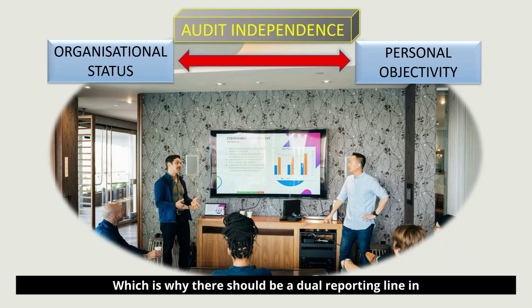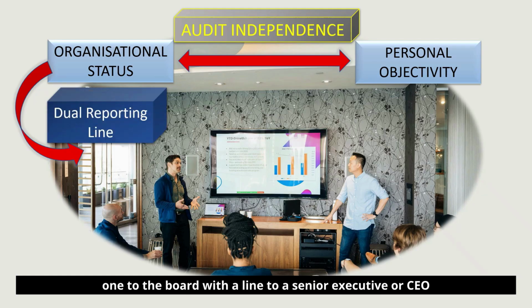Which is why there should be a dual reporting line in place, one to the board, with a line to a senior executive or CEO, and the other to the non-executives who sit on the audit committee, which reports to the board. The idea is that audit is not independent from the organisation, but independent from the area being reviewed, being able to work without any constraints.